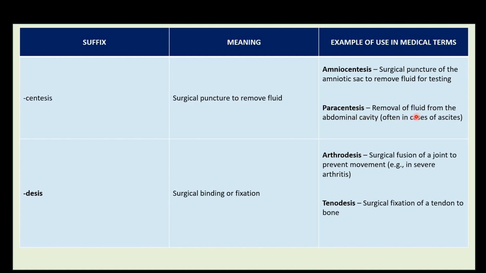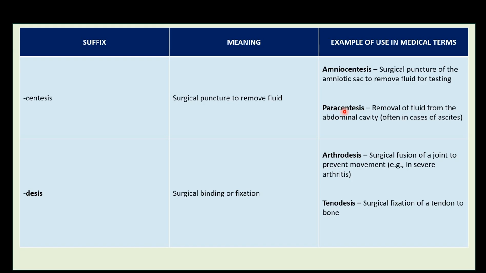Next example is paracentesis. Paracentesis means removal of the fluid from the abdominal cavity, often in cases of ascites. Again, here you can see the process is related to the removal of fluid through puncture, so that is why we are using the suffix centesis. Here we discussed two examples for the centesis suffix, which are amniocentesis and paracentesis. Likewise, there are other terminologies also, and remember one thing: in terminologies there are alternatives available, there are exceptions available. So don't think that these are the only two.